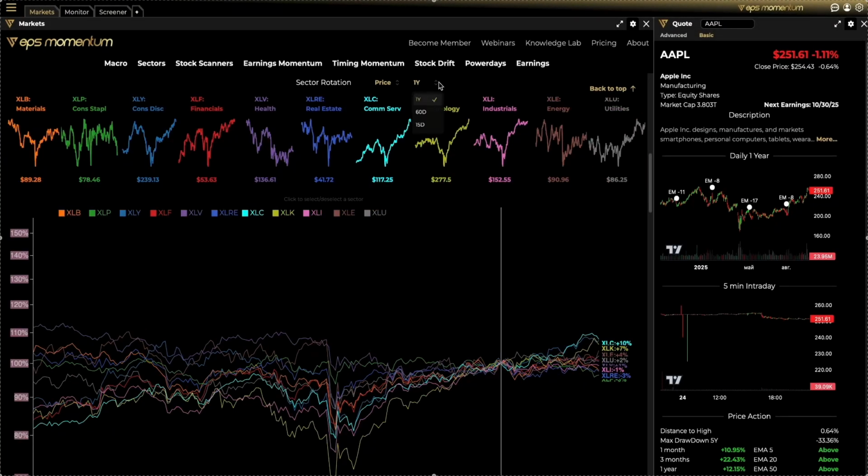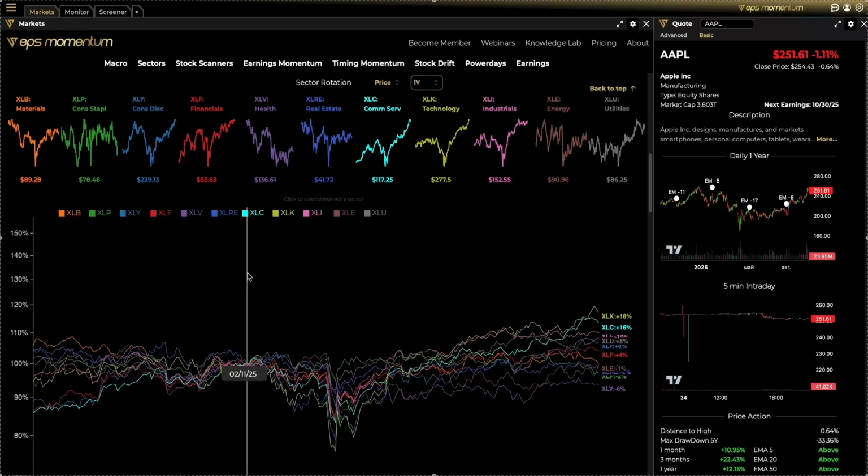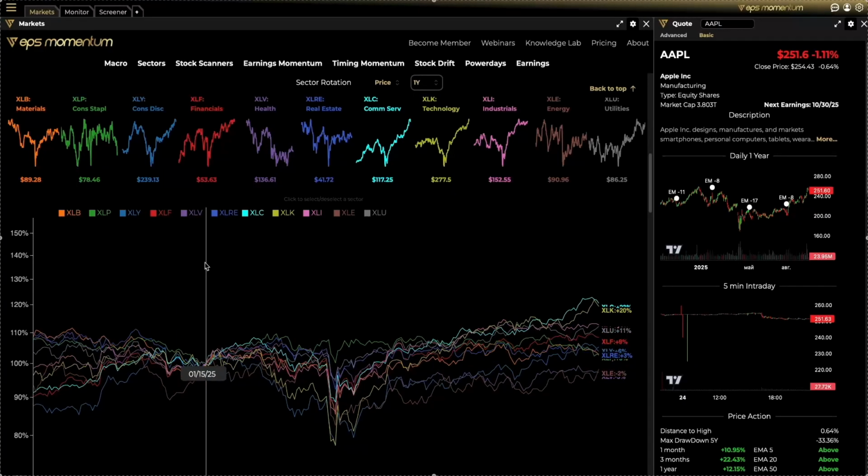Here you can choose different time frames. For example, look at performance over the past year, the last 60 days, or the last 15 days. The chart updates in real time, so just by moving your mouse, you can instantly see how each sector has been performing since the start of the year.